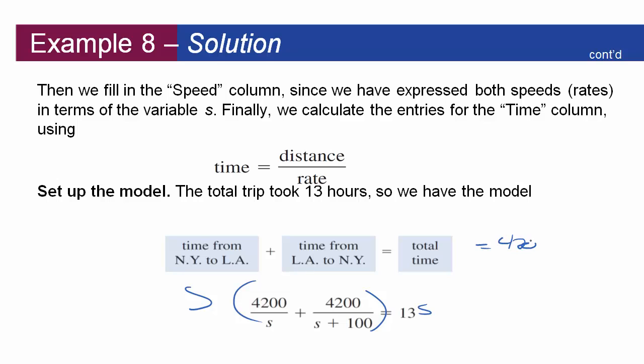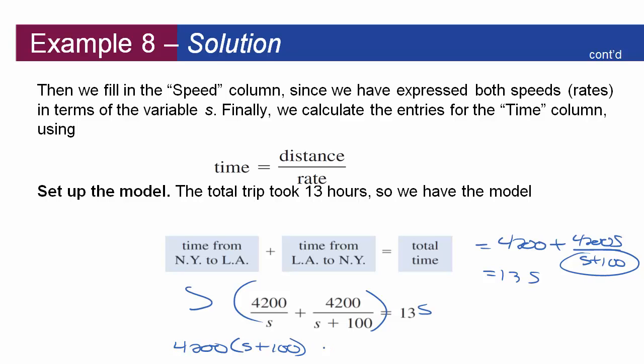You get 4,200 plus 4,200S over S plus 100, right, equals 13S. Now, we still have this bottom, so we're going to multiply everything by that, and we're going to get 4,200, right, times S plus 100, plus 4,200S, because these will just cancel, right, when you multiply by S plus 100, equals 13S times S plus 100. Now your fractions are gone, and now it should look a little better.